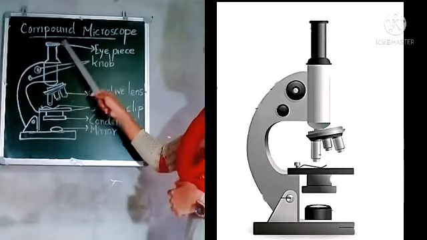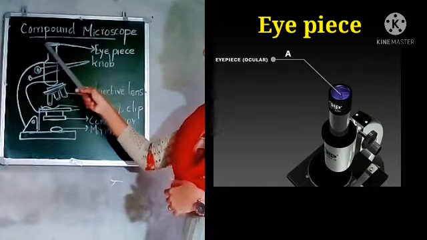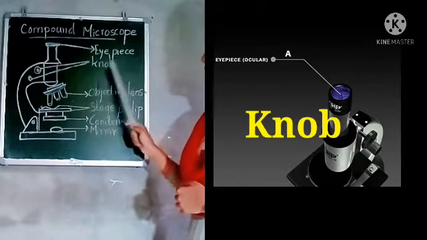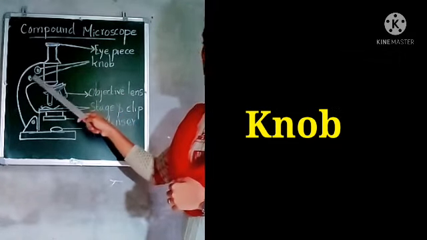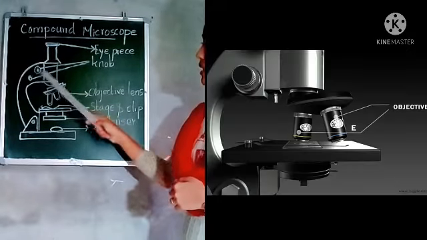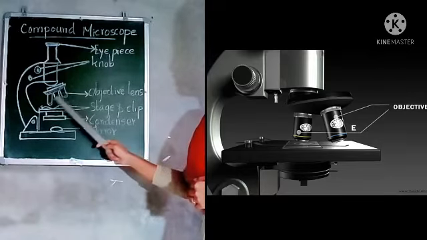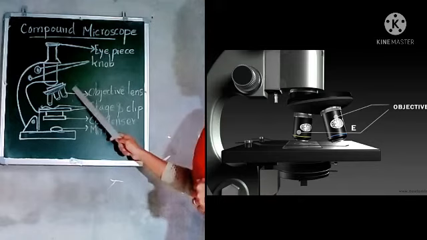So the first part is eyepiece. This small part is termed as eyepiece. Actually it is a lens. Then the second part is knob. So here you can see two knobs. One large knob and a small knob. Then the next part is objective lens. Here you can see three objective lenses are there attached to this microscope.